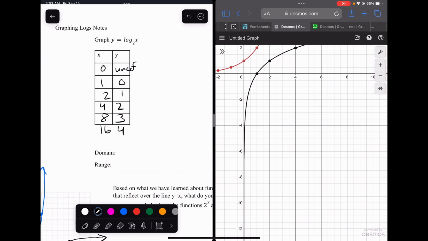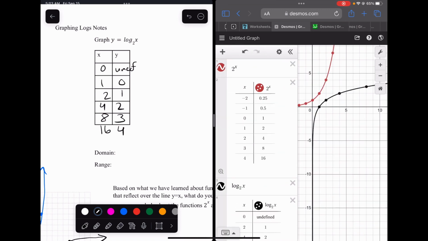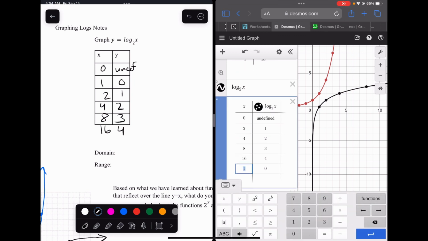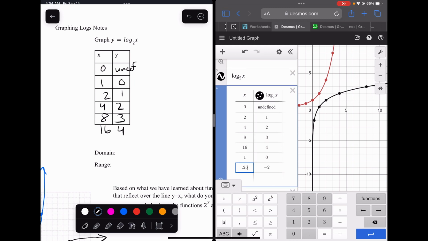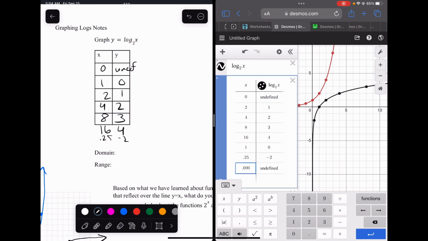Now notice I had no issues plugging in x values until I got to 0. What if I plug in something between 0 and 1, like 0.25? I get a happy value for that. If I do 0.25, I get -2 as my answer. So I don't run into an issue until I get to 0. Even if I go really close to 0, I still get a value. But once I hit 0, I get an undefined value, so I cannot plug 0 in.